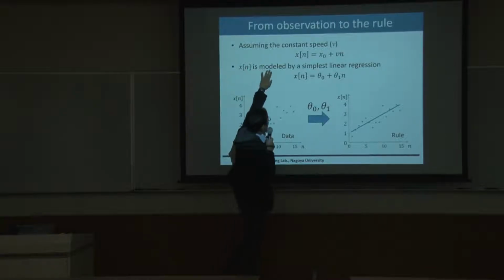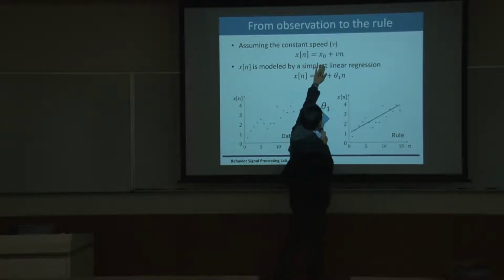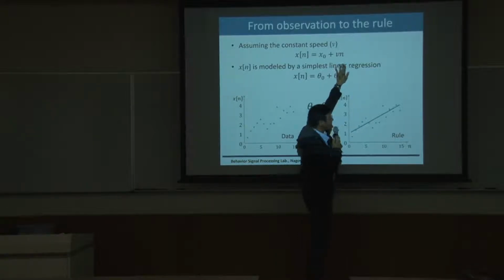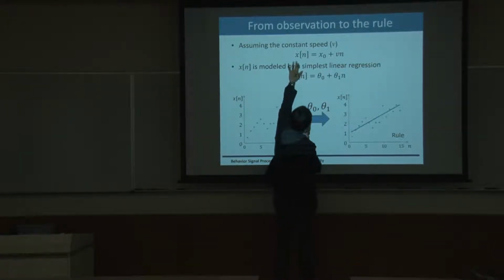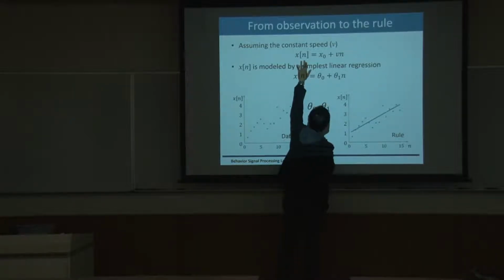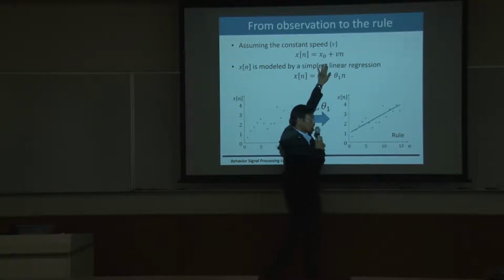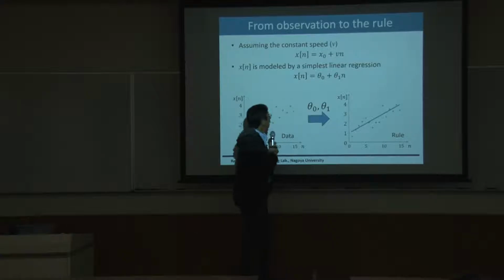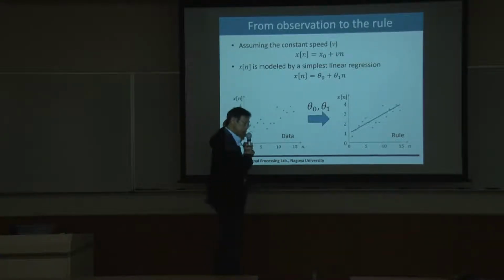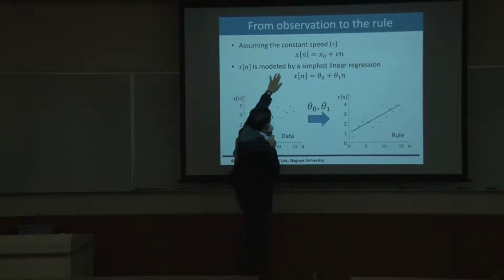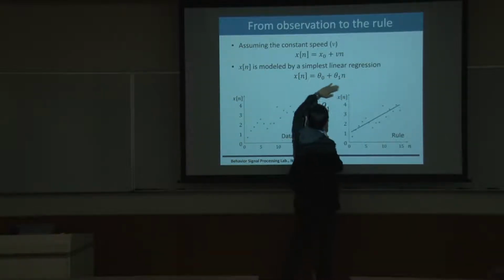So in the physical movement system, x0 is the initial displacement, v is the velocity, and n is time. Therefore, the displacement at second n should be given by this simple product and sum, a constant term and a variable term. And this is said to be linearly correlated or linearly proportional. And this xn is modeled by the simplest linear regression.